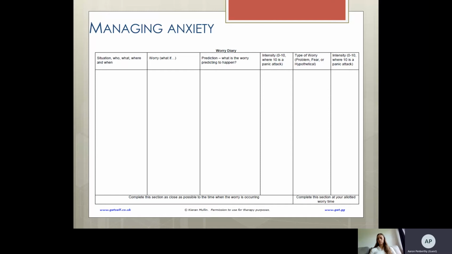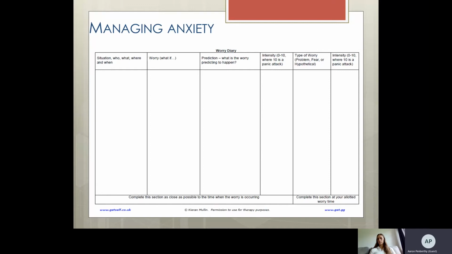And then we do a prediction. So we're trying to identify here, what is the worry predicting to happen? So, as I just mentioned with the last one, what if I get fired? Well, we're predicting that we're not going to meet some level of efficiency at work, and therefore we're going to get fired. That's what the prediction is. Then we want to know the intensity. So we want to understand for ourselves how anxious were we exactly as we had this worry?